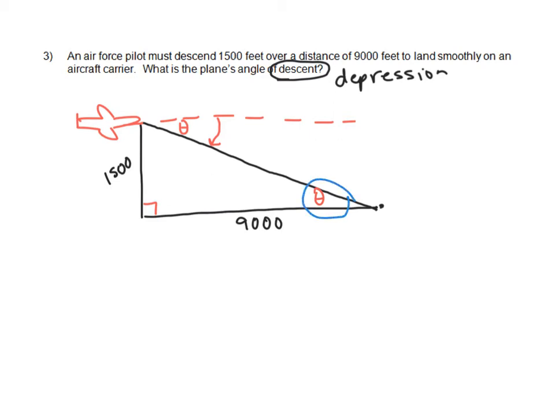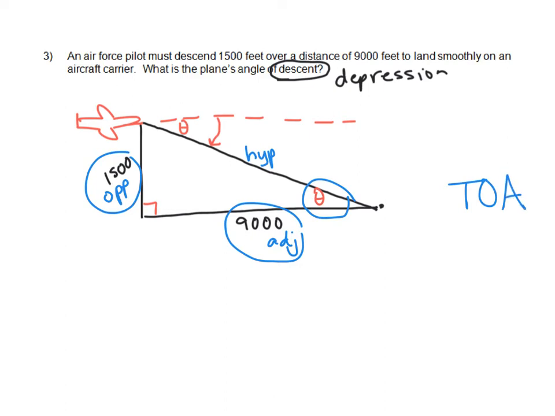So let's label our sides. We have the opposite side over here at 1,500, the hypotenuse, which is not labeled, so we don't even need it. But the third side is the adjacent side. So is it SOH, CAH, or TOA that uses the opposite side and the adjacent side? This is going to be tangent. So tangent of our angle theta is equal to the opposite side, 1,500, over the adjacent side, 9,000.